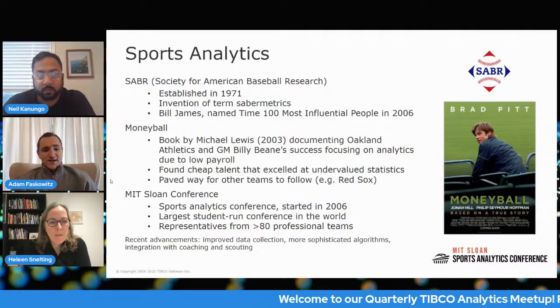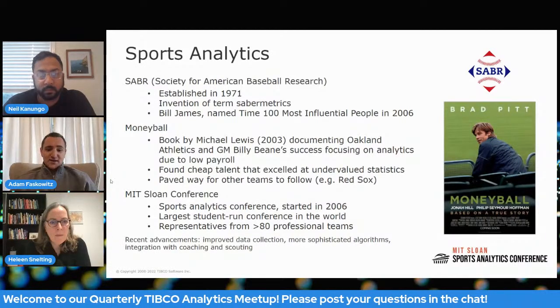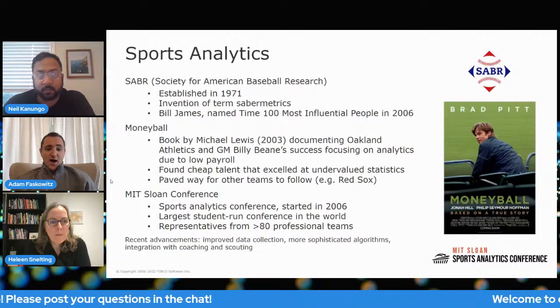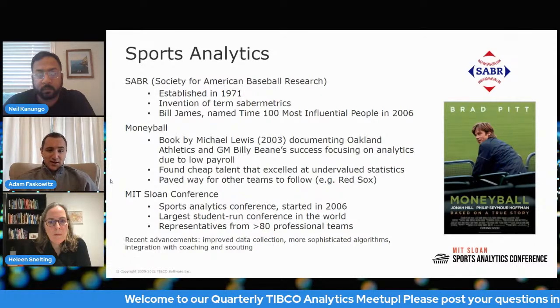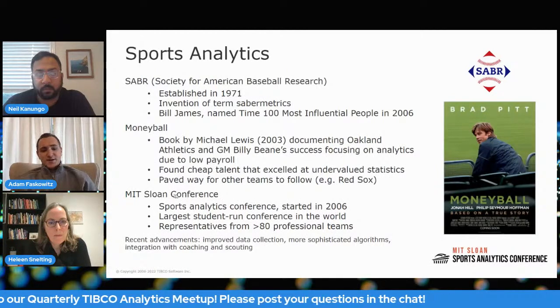Now, up to today, sports analytics has really gotten very, very big. There's now the MIT Sloan Conference. It started in 2006, but it's a sports analytics conference, and it's the largest student-run conference in the world. And it has representatives from over 80 different teams who want to hear about the latest and greatest in sports analytics. Now, there are three recent advancements that are key in recent years, and this is the improved data collection.